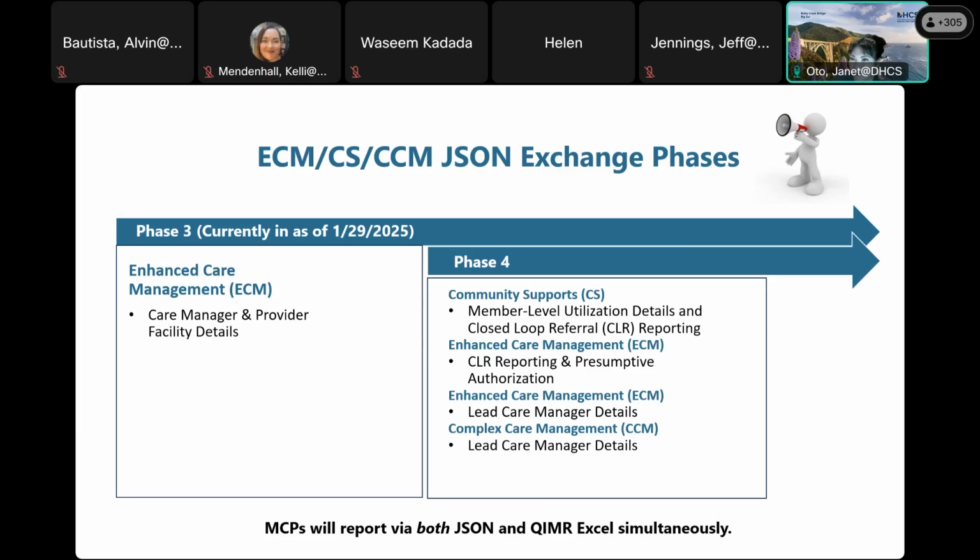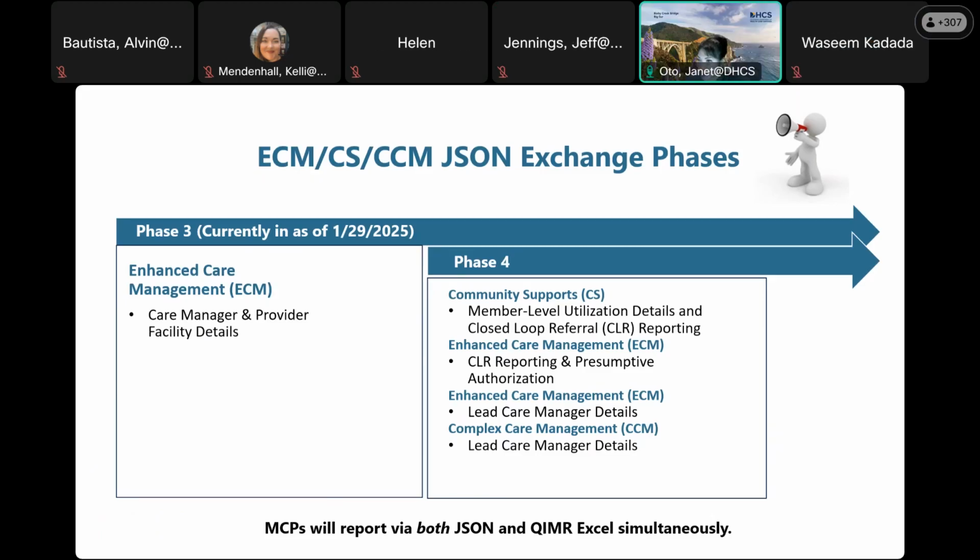All right, so as most of you know, we are going through the ECM, CS, CCM JSON exchange. It's the first of its kind to change the Excel template document into a more modern machine readable format. And currently we're in phase 3, and we are in the enhanced care management ECM care manager and provider facility details. Here we have phase 4, which is going to be coming up, which is also community supports, the CS member level utilization details and closed loop referral CLR reporting. Also in there will be the enhanced care management ECM CLR reporting and presumptive authorization. Also the enhanced care management ECM lead care manager details and complex care management CCM lead care manager details.